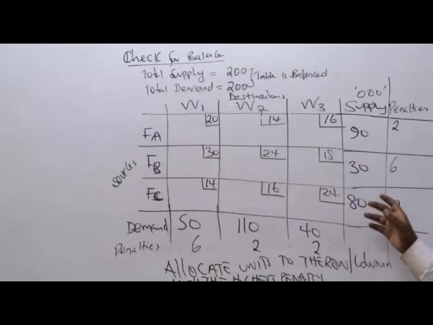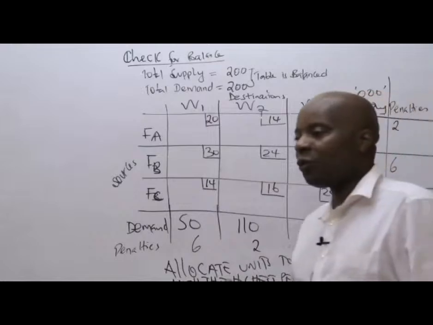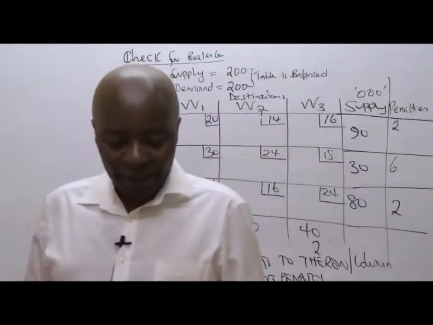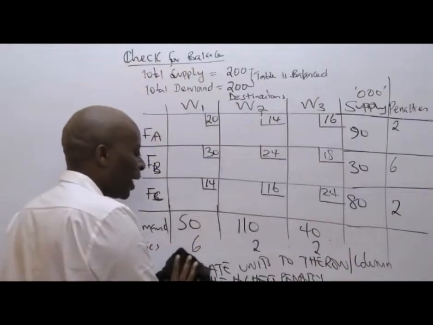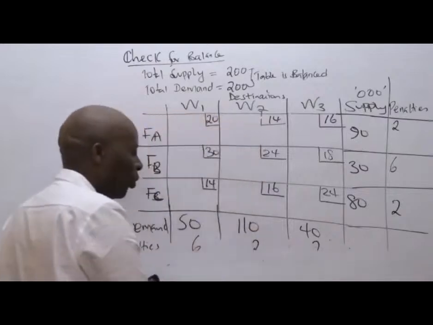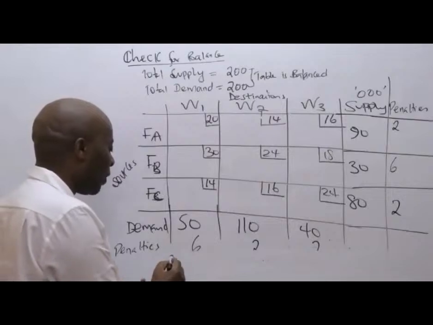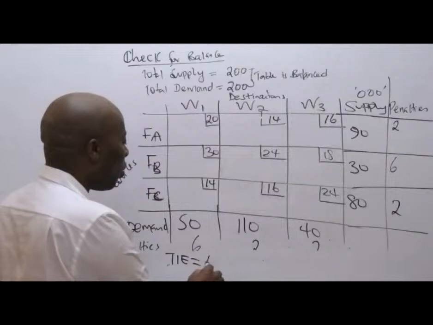Now, when you look at the penalties that we have across the board, 6 is the highest. But unfortunately, there are 2 of them, so there is a tie. When there is a tie, what do we do? Cry? No, we can never cry. Whenever there is a tie, we must get a way of resolving this issue.